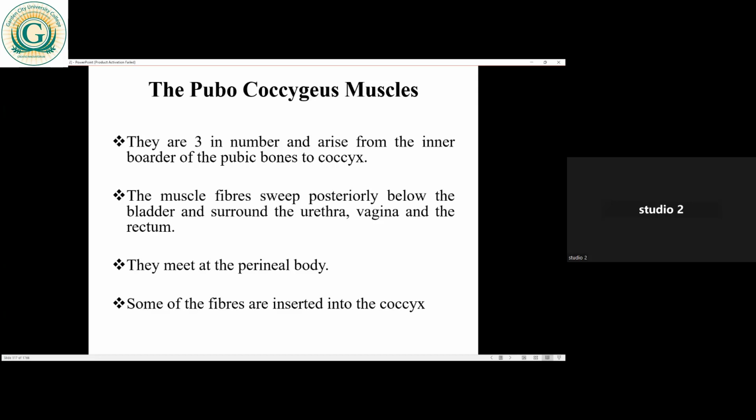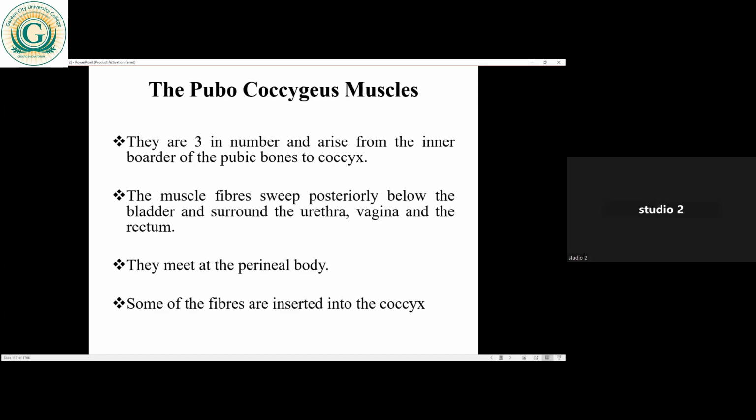And they meet at the perineal body. The perineal body is between the anus and the vagina, at the front there of the woman. There's some of the bladder inserted in the coccyx. So what we are saying is that the pubococcygeus muscle, there are three in number, but all of them is one, pubococcygeus. And they support the urethra, they support the vagina, and they support the rectum.